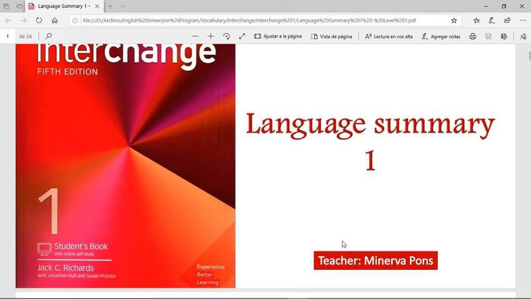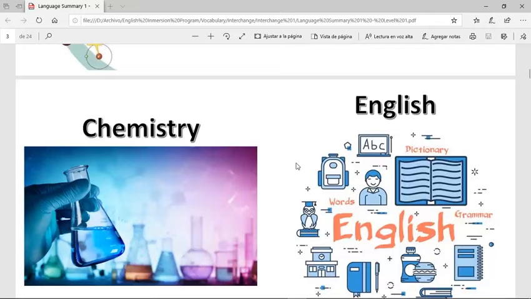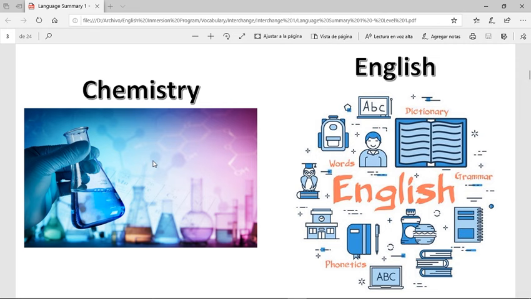And let's start. Okay, we have the words for these units that are biology, everything related to animals, a business, the people that make a lot of money making and selling stuff, chemistry. This is a type of subject that you might have in a school, or maybe it is a science. Chemistry is a science. English, what we're studying right now.